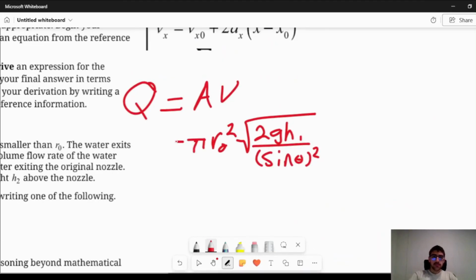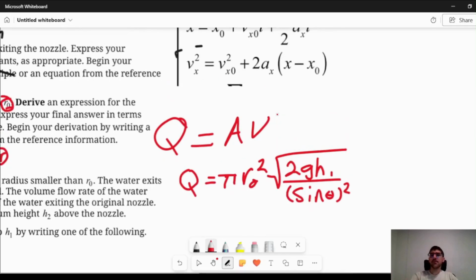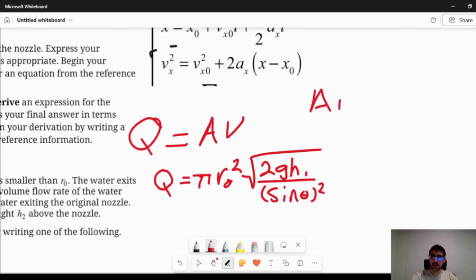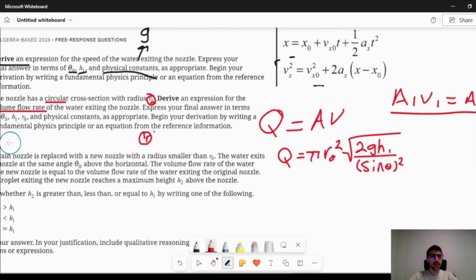Yeah, so this would be equal to the volume flow rate. It's very simple. You just have to know what volume flow rate is, and that is equal to AV. Because on the equation booklet, they do give you the equation A1V1 equals A2V2. So this is just a conservation of the flow rate, but you have to know what it is, because if you just look at this, you won't be able to know, oh, this is the flow rate. So that's something you need to know for the AP exam.